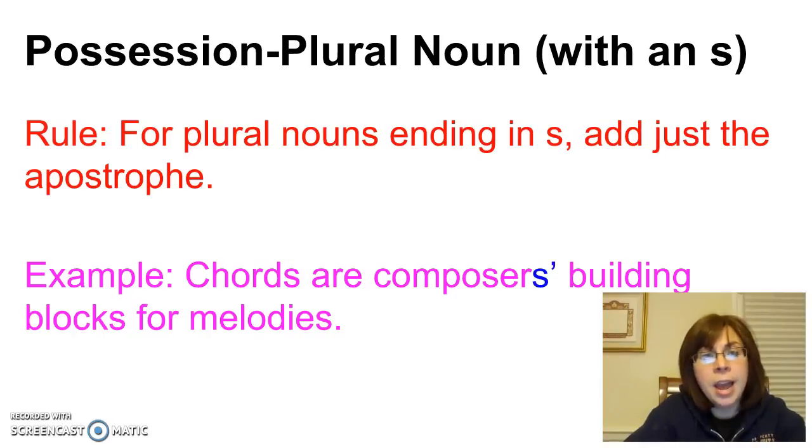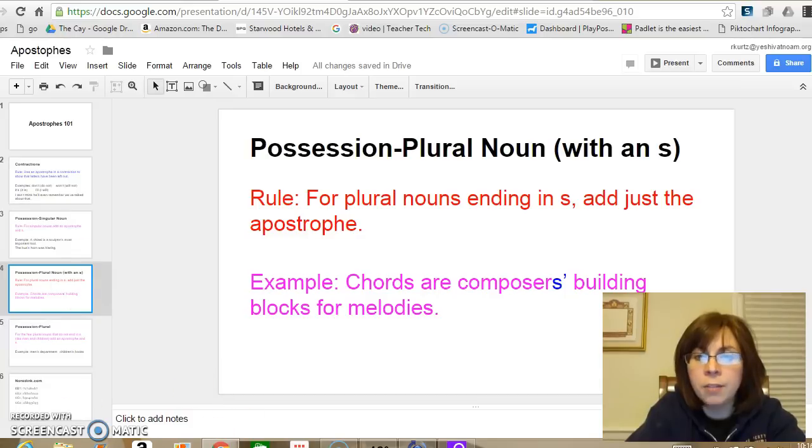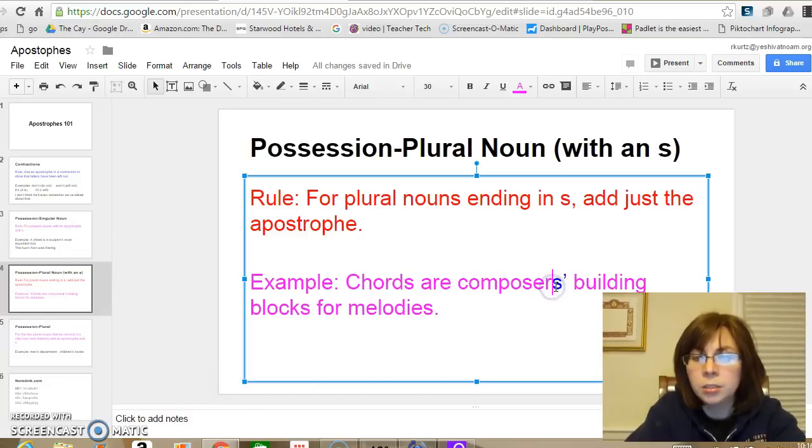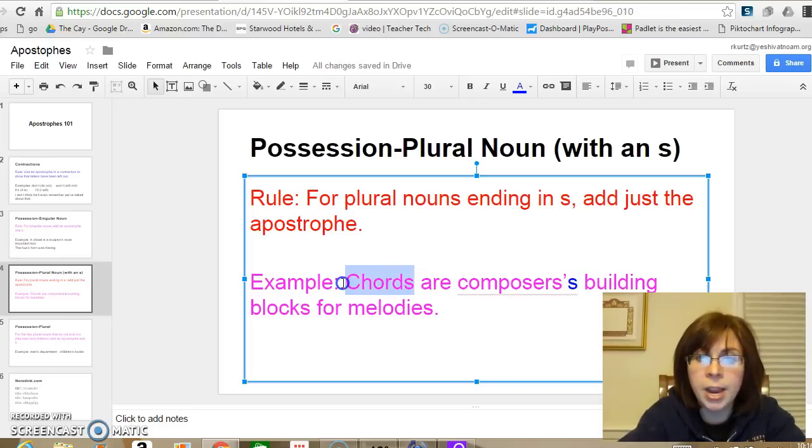Then we also have plural nouns. For plural nouns ending in S, add just the apostrophe. So chords are composers' building blocks for melodies. Normally I could have written it like this, right? Because we're talking plural, composers. Chords, C-H-O-R-D-S: the fact that there's an S over here is connoting the fact that it's plural. So I could have said, okay, composers, S apostrophe S.